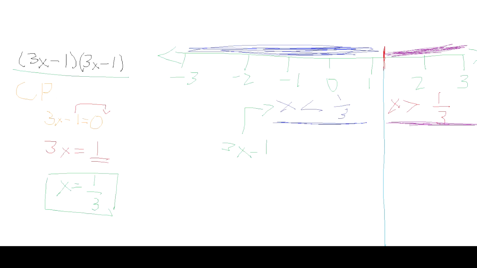Next, we will take in our x is greater than 1 over 3 value. So x, let's take 3. So 3 times 3 is 9. 9 minus 1 is 8. Okay, therefore, our 8 is greater than 1 over 3. That is correct. Therefore, we write the same equation as a while ago.